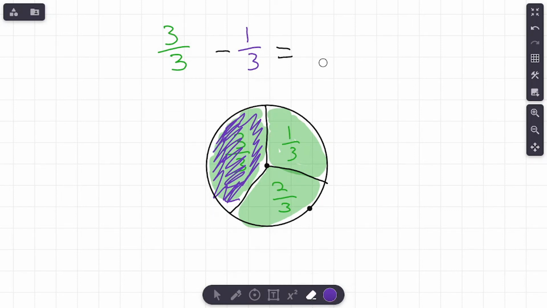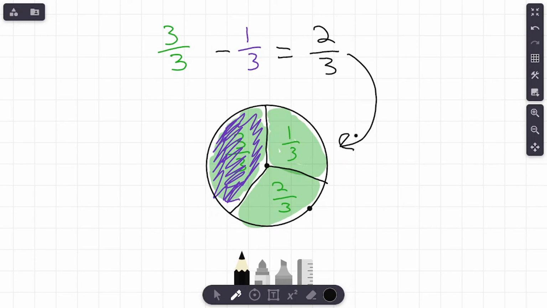Now, before we look at our model and see if our answer is correct, let's take a look at the math at the top here. Subtract the numerators. 3 minus 1 is 2. We don't subtract the denominators. If they're the same, we keep them the same. So we're getting 2/3 when we subtract 3/3 minus 1/3. Does our model show the same thing?